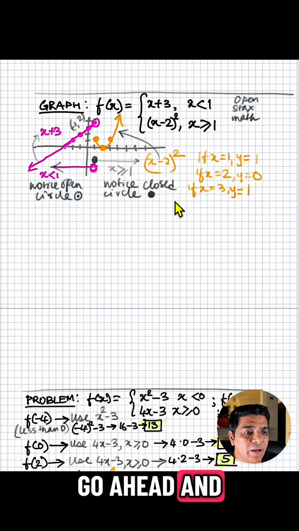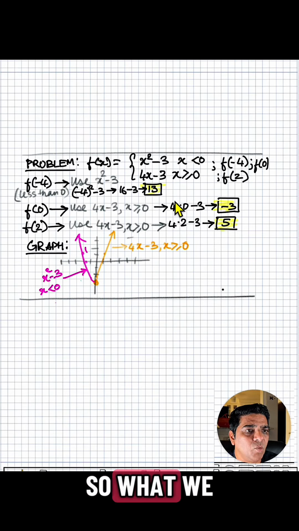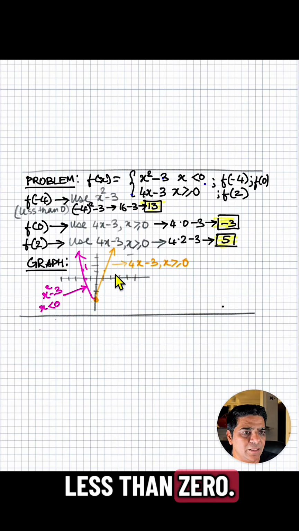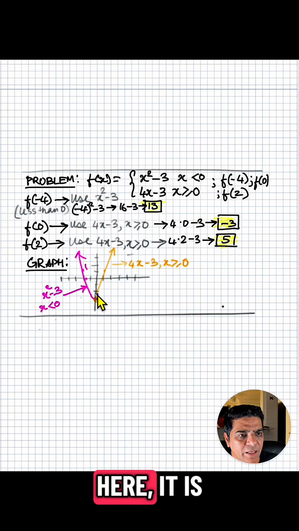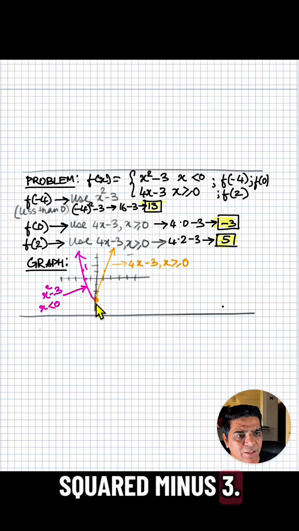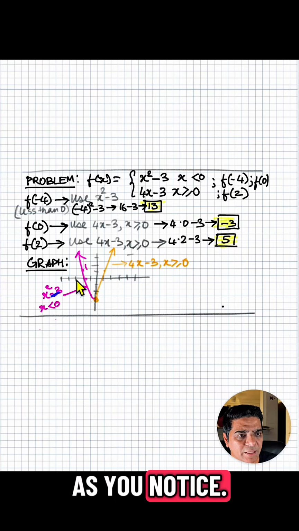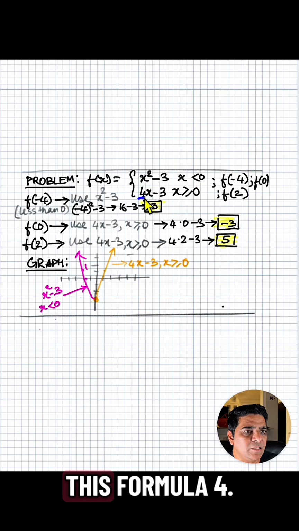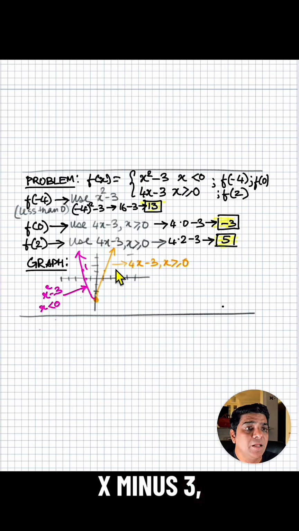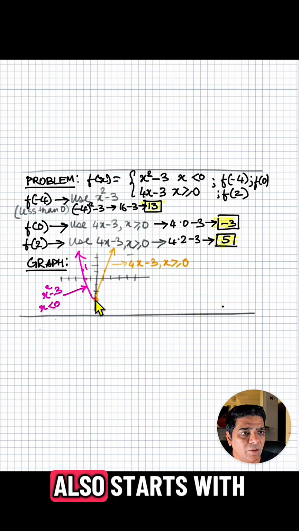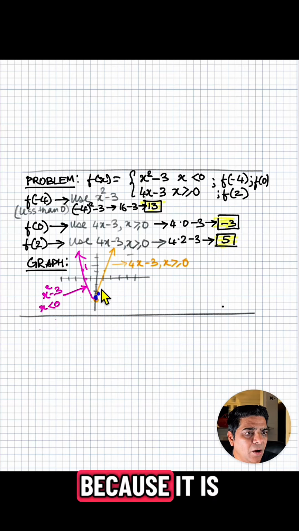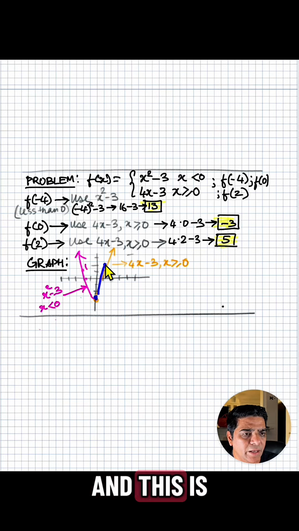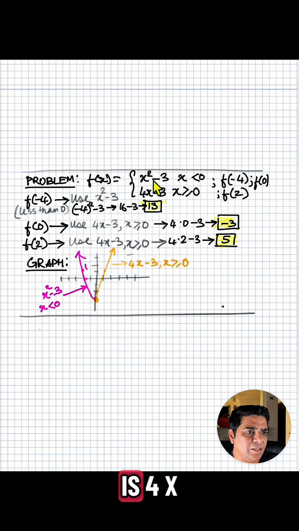All right, so let's go ahead and take another example real quick. What we have in this example is f of x equals x squared minus 3 when x is less than 0. So when it's less than 0, you see right here it is x squared minus 3. This parabola is shifted down 3 units, as you notice. And when x is greater than or equal to 0, it's given by this formula 4x minus 3, which is this straight line right here. It also starts with a closed circle because it is greater than or equal to 0. This is represented by this straight line, that is 4x minus 3.